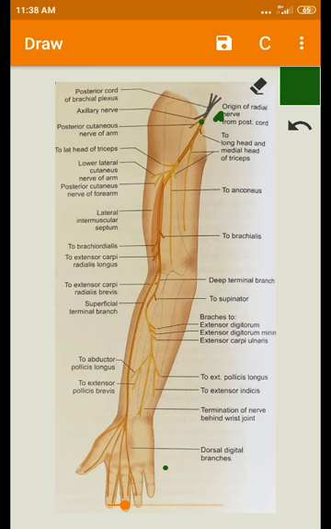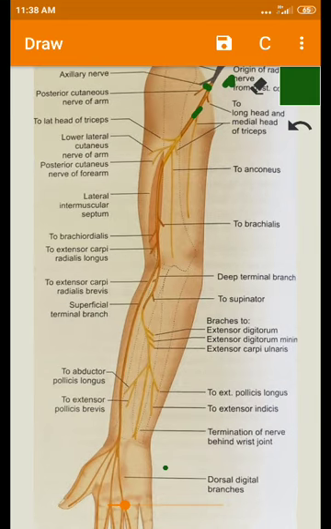Okay. Next, it leaves the front of the arm. So now the nerve leaves the front of the arm between the long head and medial heads of the triceps along with the profunda brachii artery. It is a branch of brachial artery, to enter into the spiral groove. This is the spiral groove.